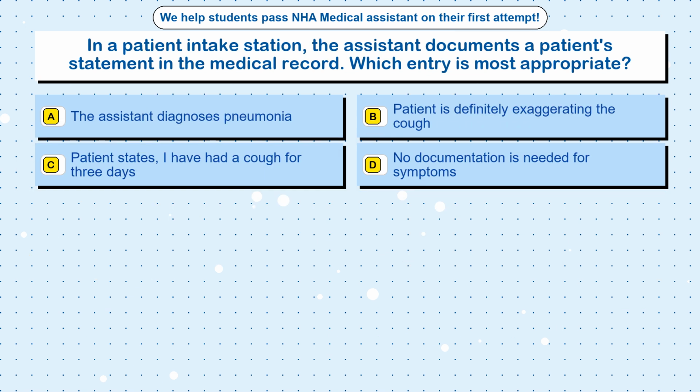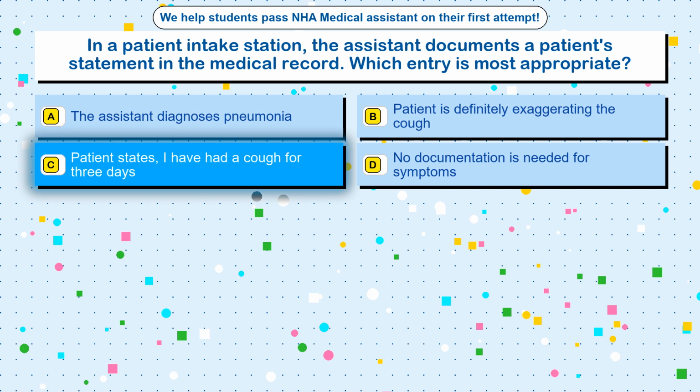Question 83. In a patient intake station, the assistant documents a patient's statement in the medical record. Which entry is most appropriate? Option A. The assistant diagnoses pneumonia. Option B. Patient is definitely exaggerating the cough. Option C. Patient states, I have had a cough for 3 days. Option D. No documentation is needed for symptoms.